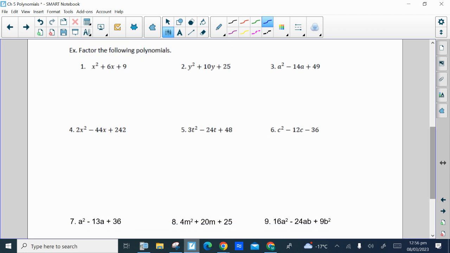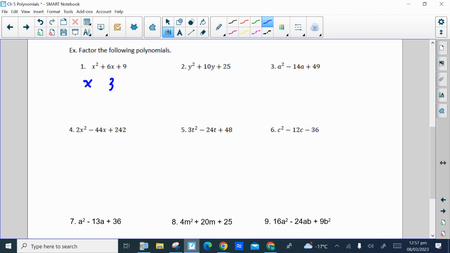But let's do some practice. This first one looks like it might be a perfect square trinomial because the first and last terms are perfect squares. But that's only the first step to checking. There's another step. So to do that, take the square root of the x squared, that's x. Take the square root of 9, that's 3.